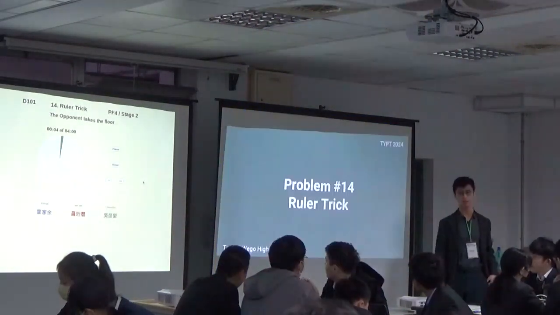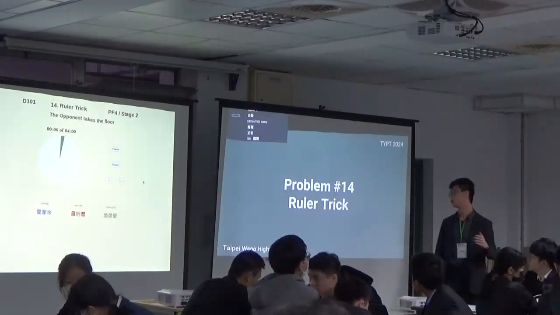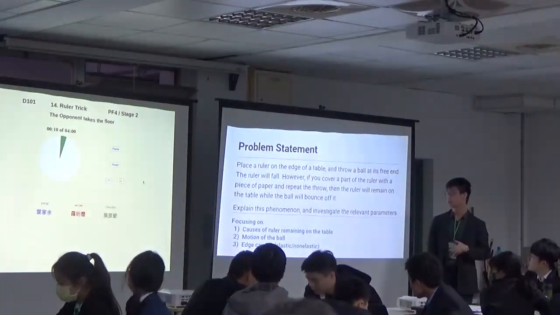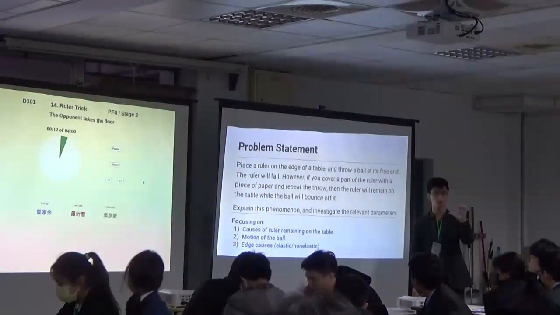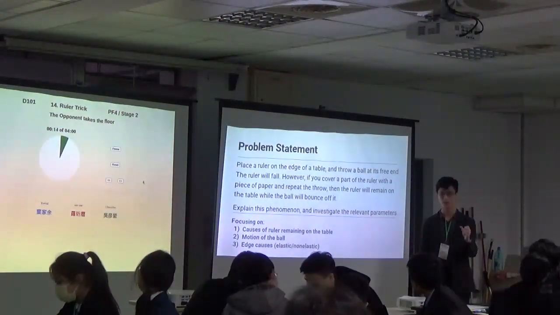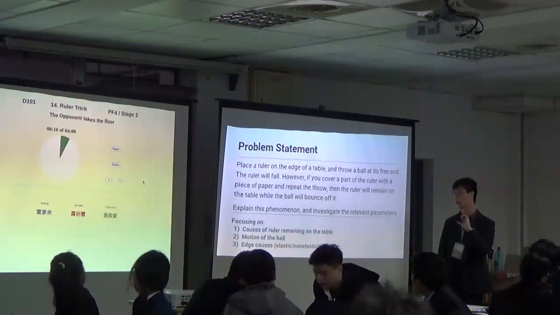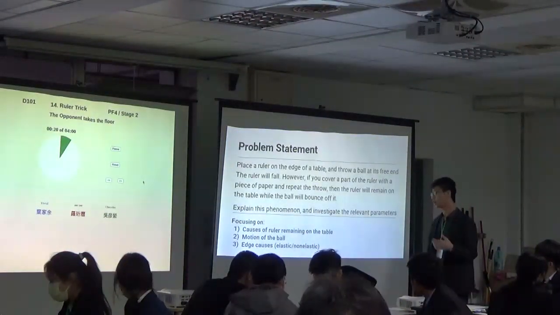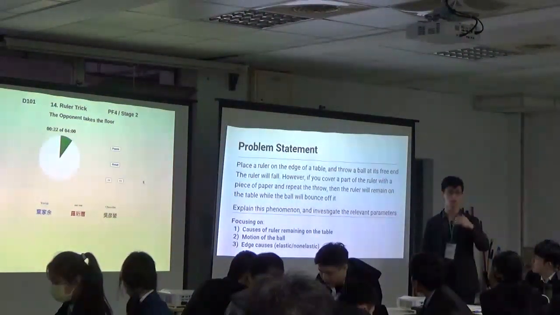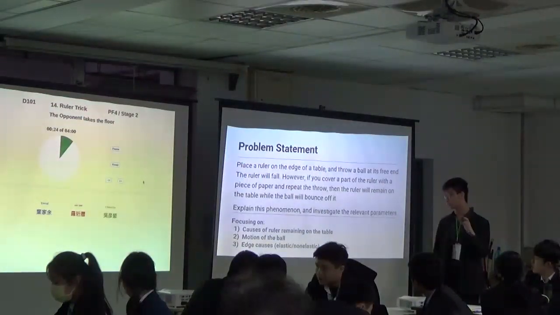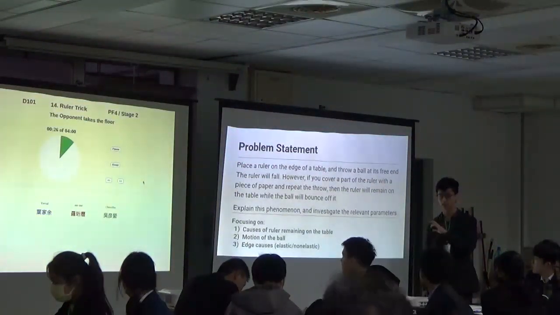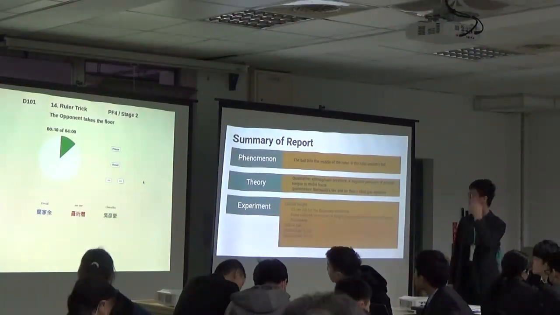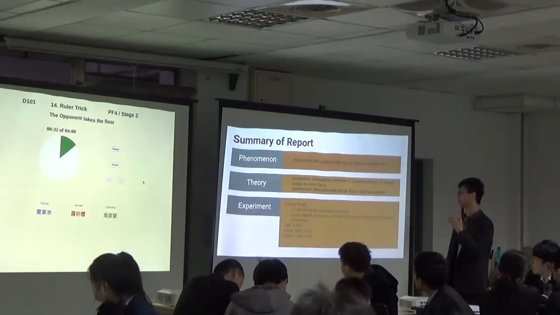Honorable judges and worthy opponents, this is Team Me1 opposing Quantitative for Team Ruler Trick. The problem statement is basically placing a ruler on the table and a ball falls down, and in some circumstances the ruler will fall due to the pressure difference. The reporter focused on the causes of the ruler remaining on the table, the motion of the ball, and the edge cases such as elastic and inelastic material. In summary, if the ball hits the middle of the ruler, it wouldn't fall.